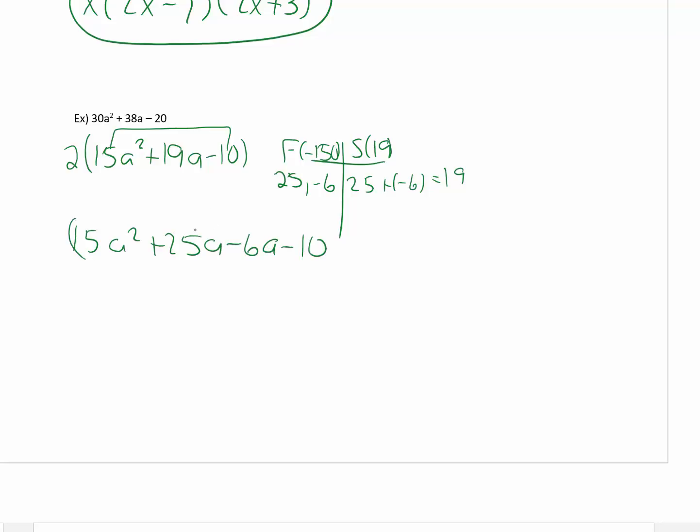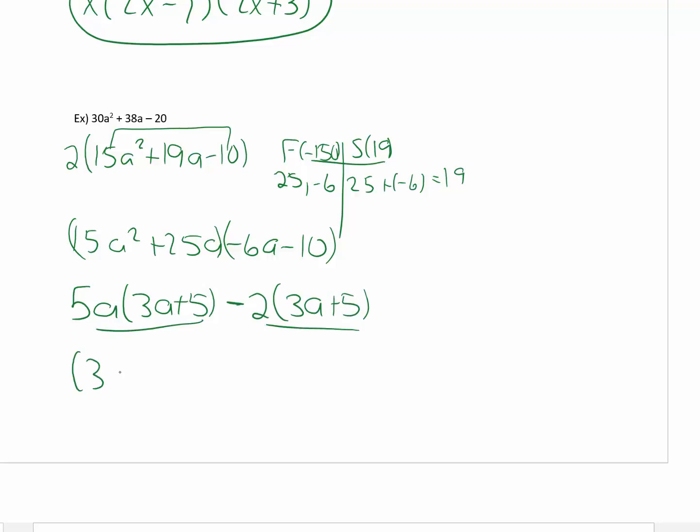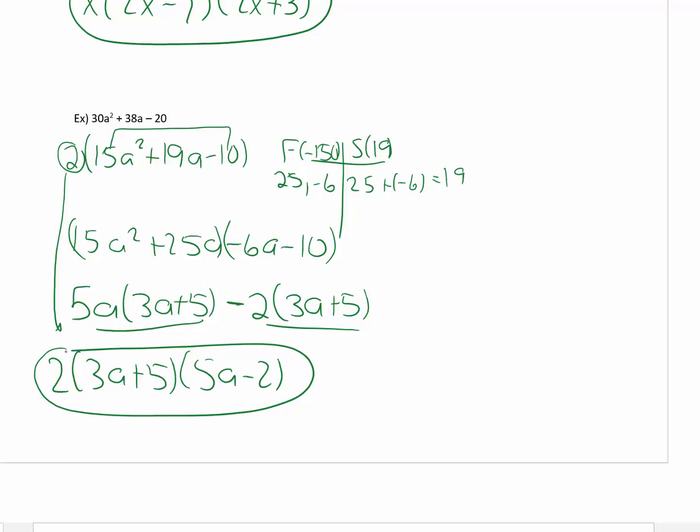All right, so I'm going to factor by grouping. From the first two terms, I can factor out a 5a. That leaves me with 3a plus 5. Here, the last two terms are both negative, so I'm going to take out a negative, but I can also factor out a 2. That leaves me with 3a plus 5. So from here, I can factor out a 3a plus 5 from each, and the other factor is 5a minus 2. Again, do not forget the greatest common factor that you've taken out earlier, which is a 2. And we're done here.